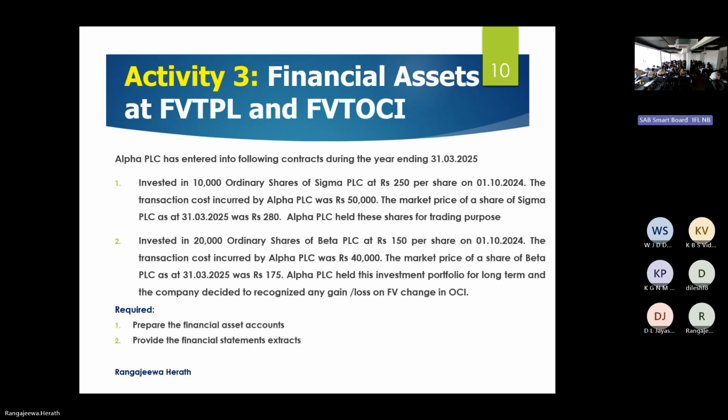So you need to prepare two accounts now. One is financial asset at fair value through P&L, the other one financial asset at fair value through OCI.